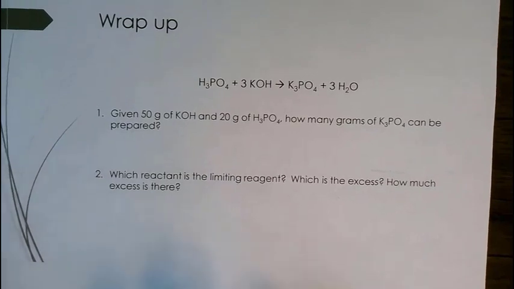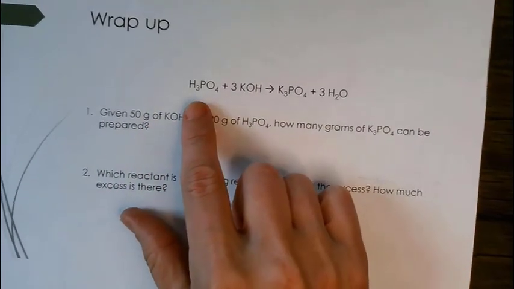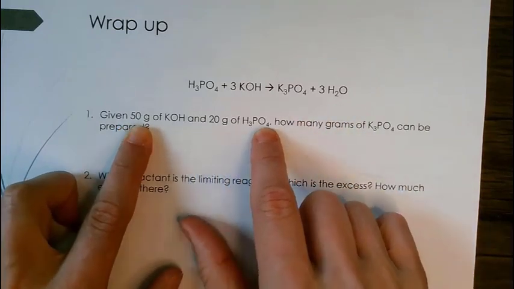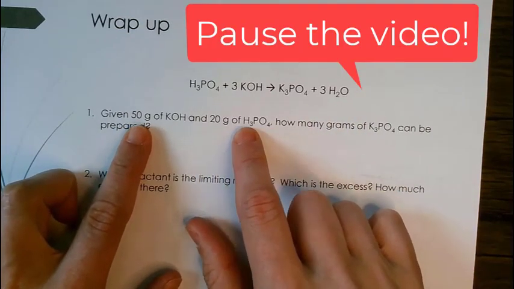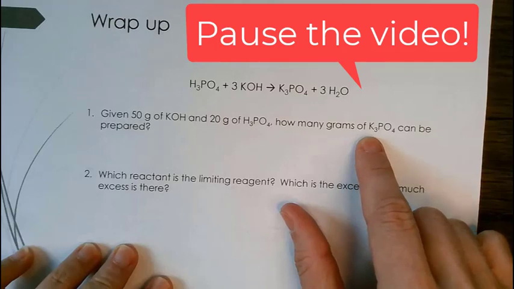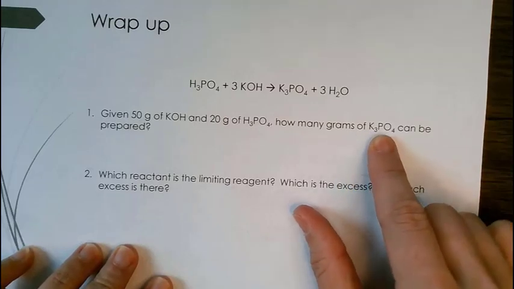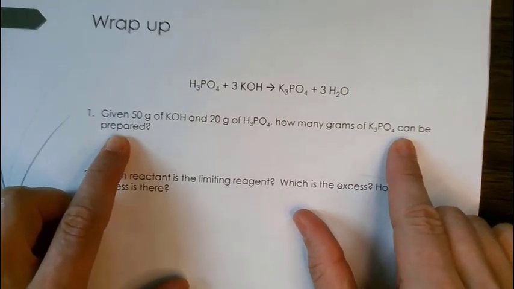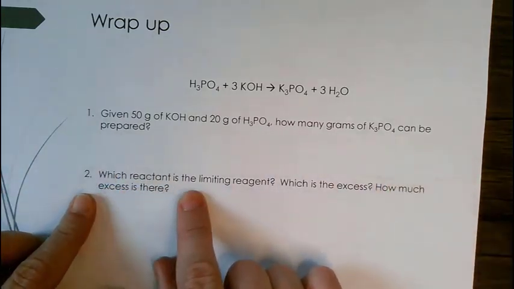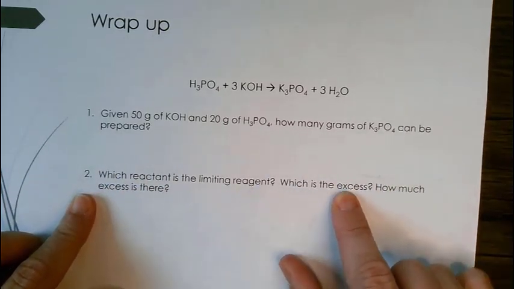So let's wrap this up by doing a practice problem here. Why don't you pause the video and try to work this problem out. Given 50 grams of potassium hydroxide and 20 grams of phosphoric acid, how many grams of K3PO4, potassium phosphate, can be prepared?